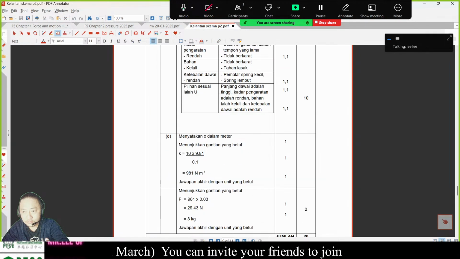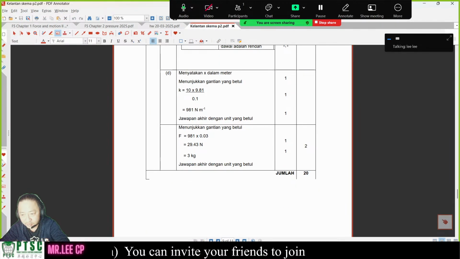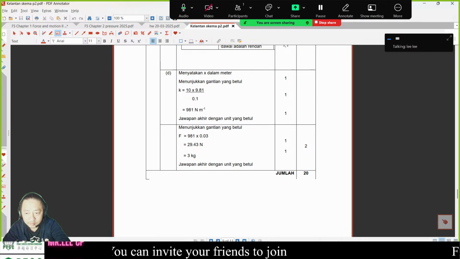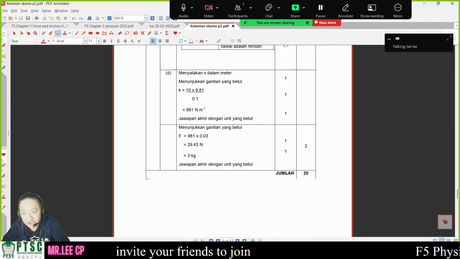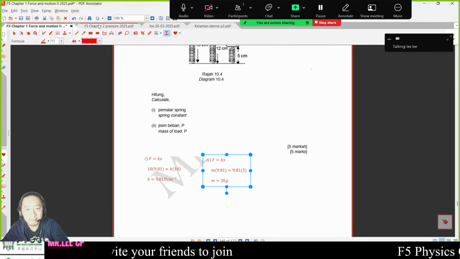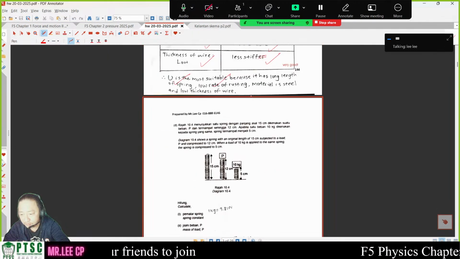We see the answer here. Right, so it is 3 kg. Here 9.81. So they use Newton per meter also can. No worry, because this one they don't ask energy. Right, so it is okay. But the one that you have done here got a small mistake.